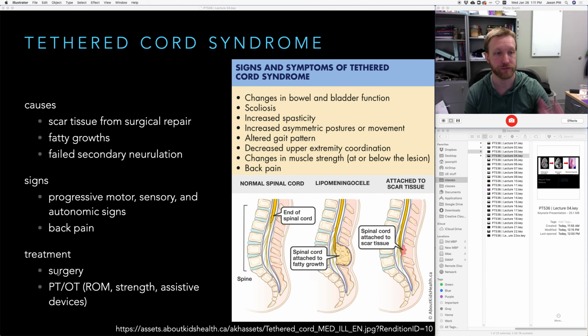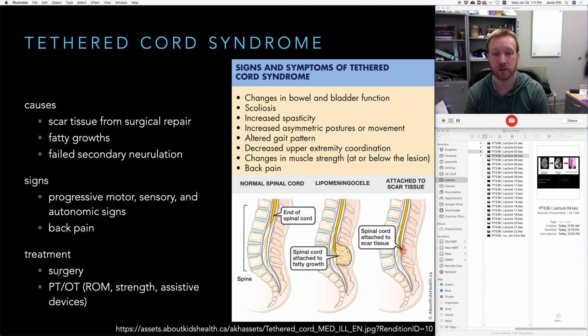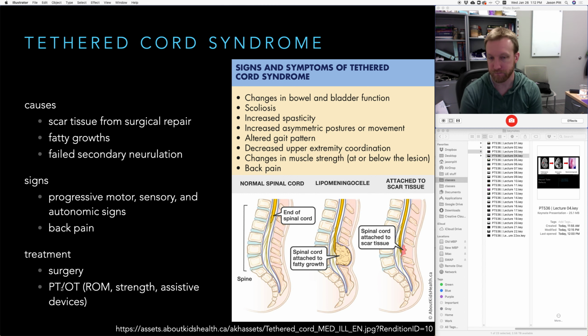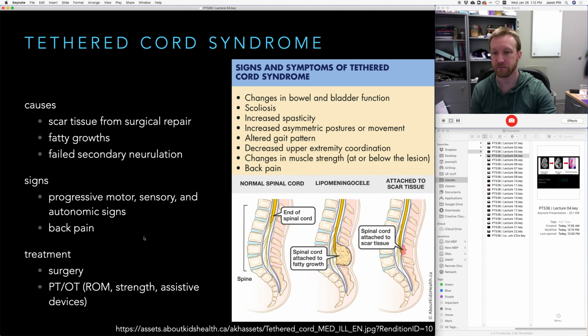You just got to get in there, separate the spinal cord from the scar tissue that's holding it in place, and hopefully that fixes it and you don't get another round of scar tissue. After that, of course, physical therapy, occupational therapy. We want to increase the range of motion, strength. Teach them how to use their assistive devices, things like that. You know what to do.